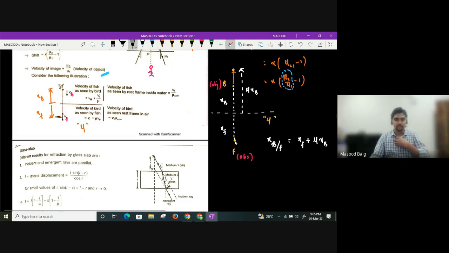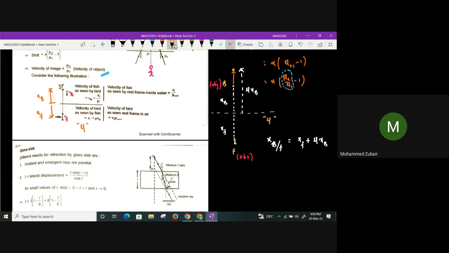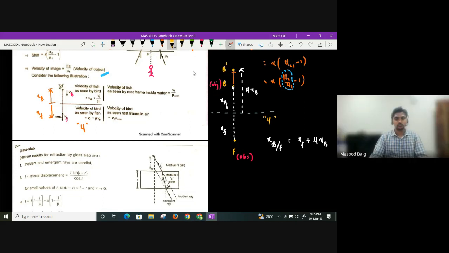For us, if we are observing this diagram, what is the distance between the fish and the bird? xf plus xb. If the fish is observing the bird, what is the distance between the fish and the bird, guys? xf plus mu xb. This you understood or not? Yes. So what is the distance of the bird with respect to the fish? It is xf plus mu xb.